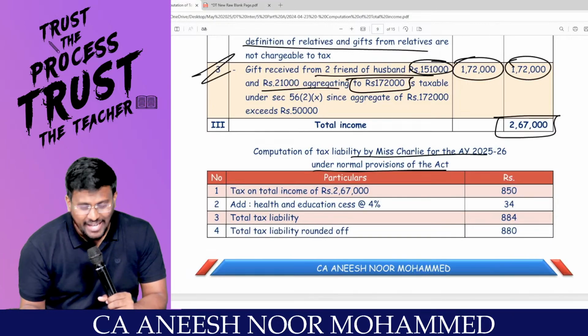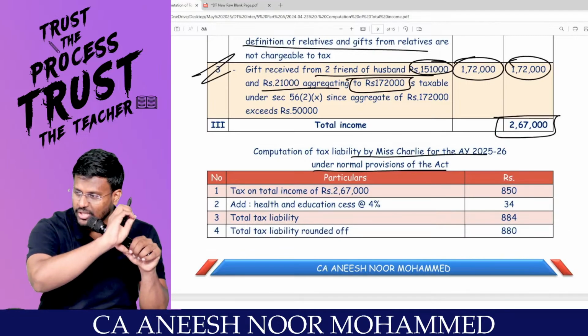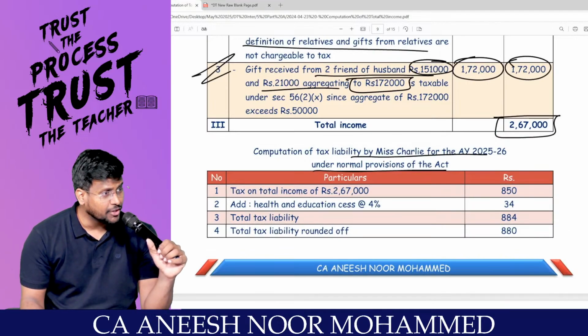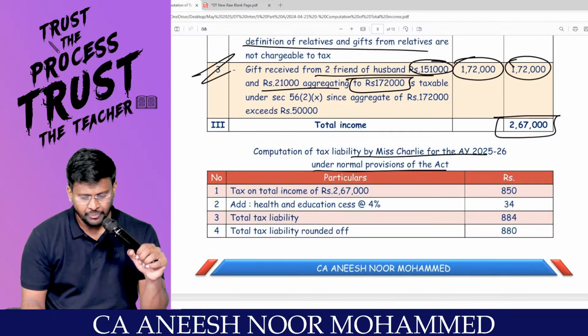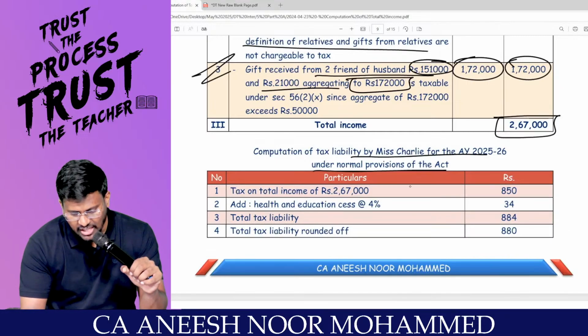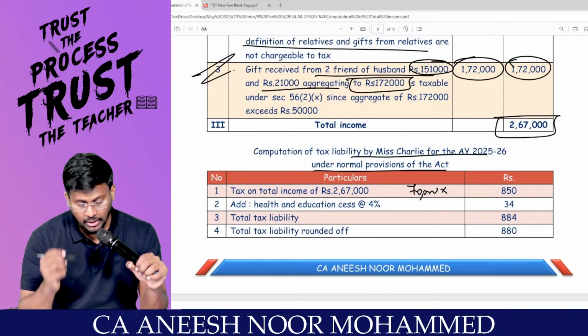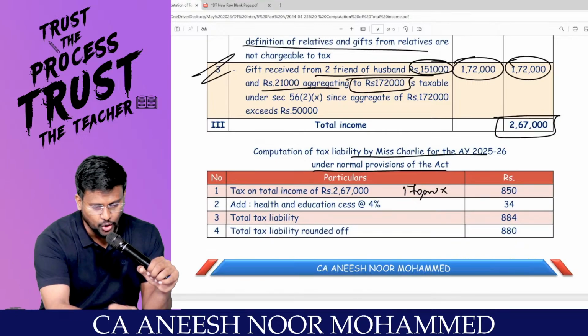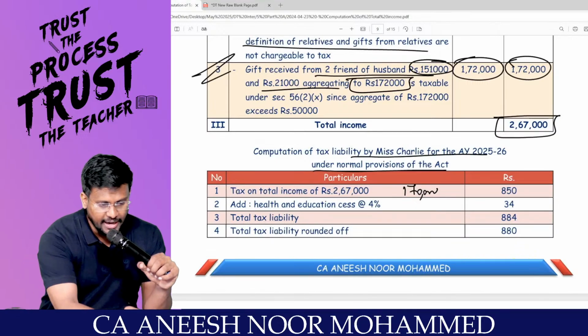Sir, 2,67,000. On that, 2,50,000 is exempted. 2,50,000 to 2,67,000, what is the gap? 17,000. So 17,000 into 5% comes to 850.